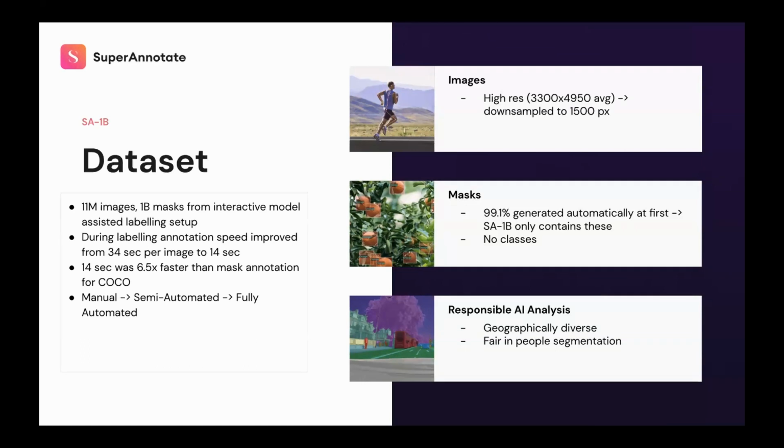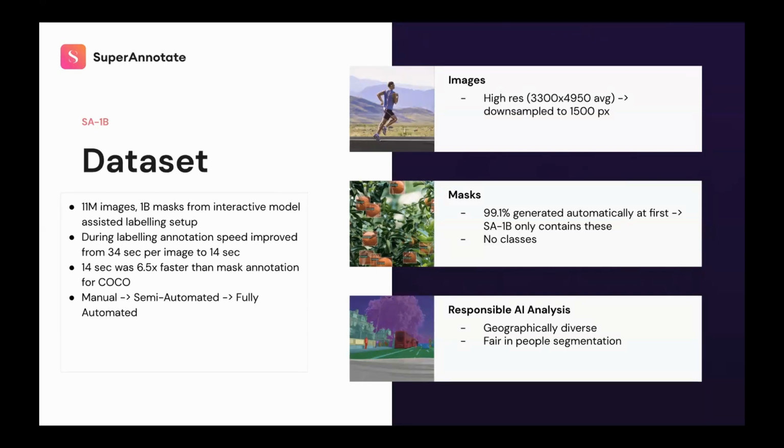But the 0.9% that is not automatically created, but from the manual or semi-automated step that was used to fine-tune and retrain their model, is not really released to the public. They are just releasing the fully automated dataset and model, the fully automated generated masks. So there are no classes in this dataset, it's just generic masks that are separated in an instance segmentation fashion.